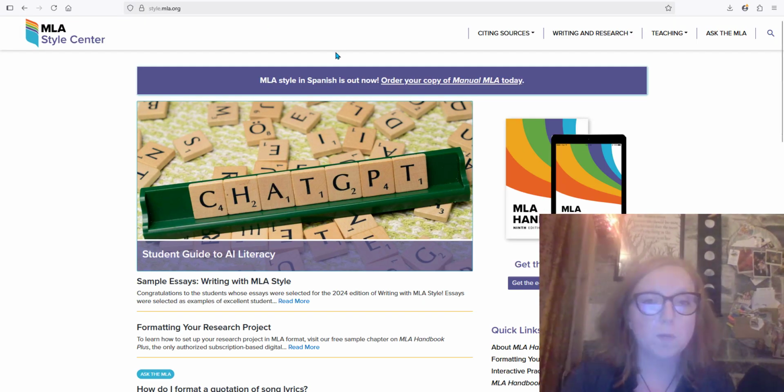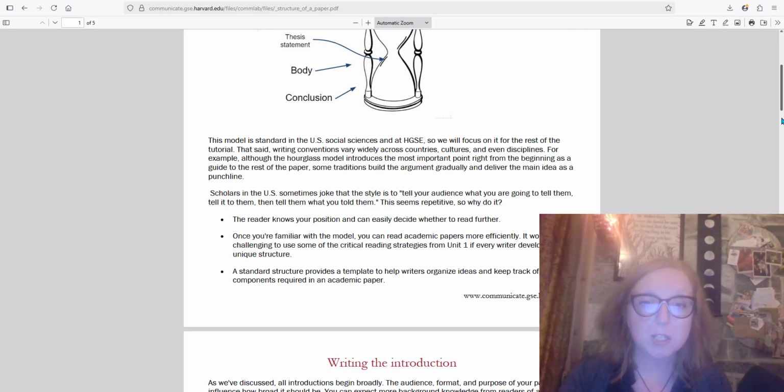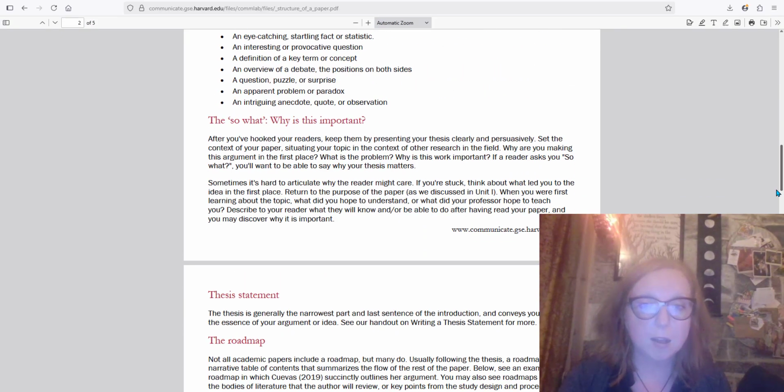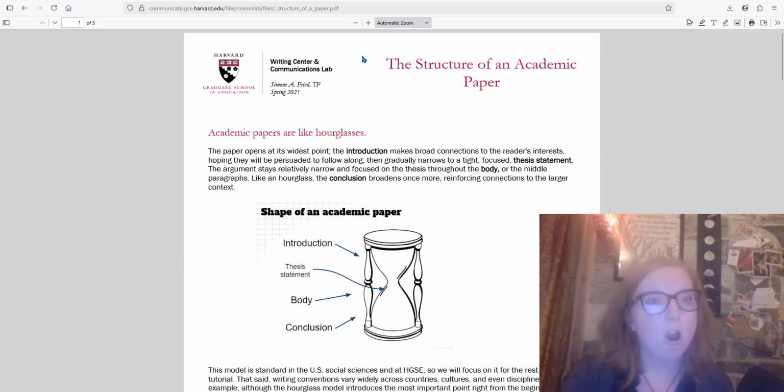Now let's say you're referencing a PDF that doesn't have a clear-cut author. Here you are looking at one of my favorite sources to hand out to my English comp students. This is the structure of an academic paper by the Harvard Graduate School of Education's Writing Center and Communications Lab. Now, as you can see, this is a paginated PDF, but there is no clear-cut author. There's no name on this document except Harvard Graduate School of Education Writing Center and Communications Lab.